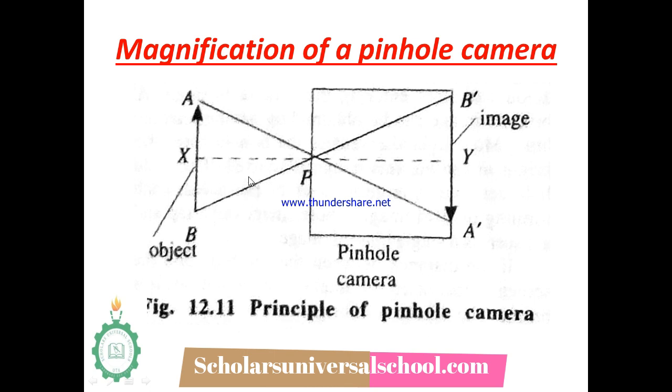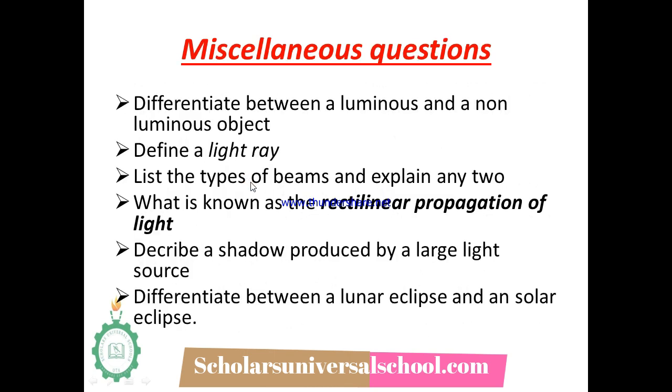It's that simple. So now I'll be giving you some assignments or questions to take home. Differentiate between a luminous and a non-luminous object. Then define a light ray, list the types of beams and explain any two. Then what is known as the rectilinear propagation of light. Then describe a shadow produced by a large light source. Then lastly, differentiate between a lunar eclipse and a solar eclipse.